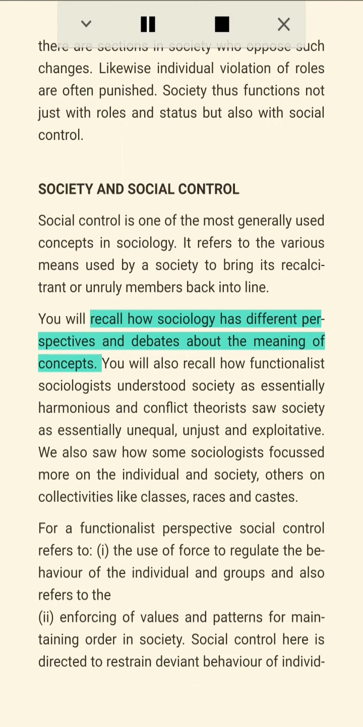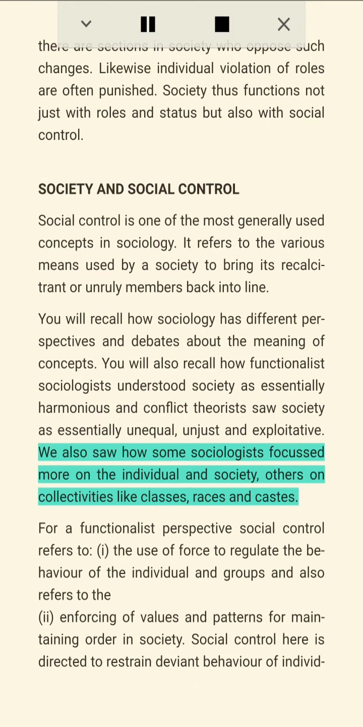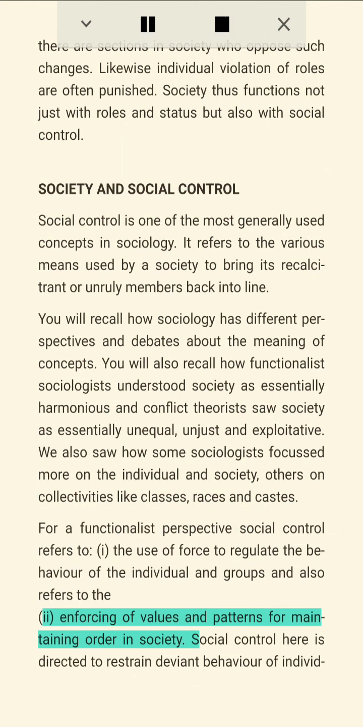You will recall how sociology has different perspectives and debates about the meaning of concepts. You will also recall how functionalist sociologists understood society as essentially harmonious and conflict theorists saw society as essentially unequal, unjust and exploitative. We also saw how some sociologists focused more on the individual and society, others on collectivities like classes, races and castes.